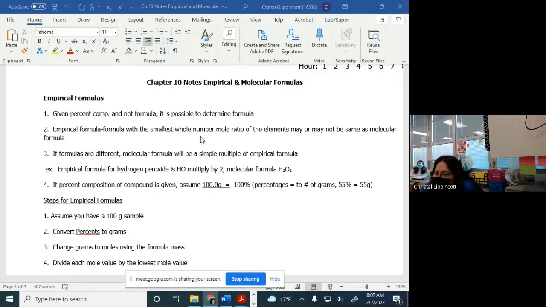So empirical formulas then, the difference between an empirical and a molecular is that an empirical is in the smallest ratio it can possibly be.